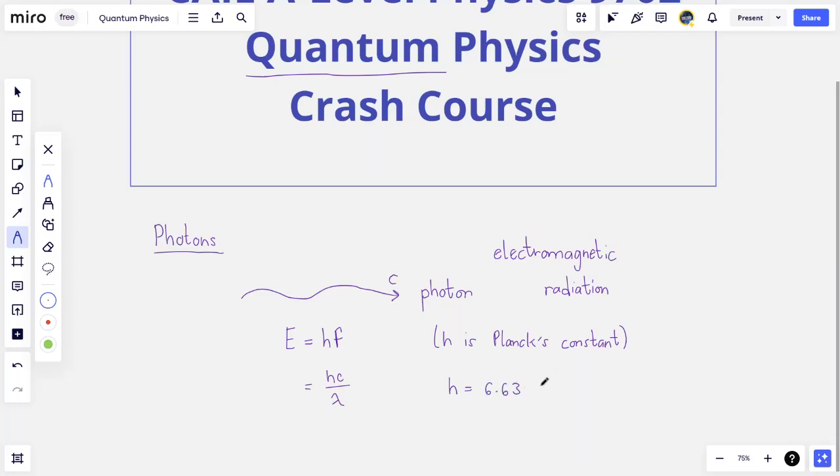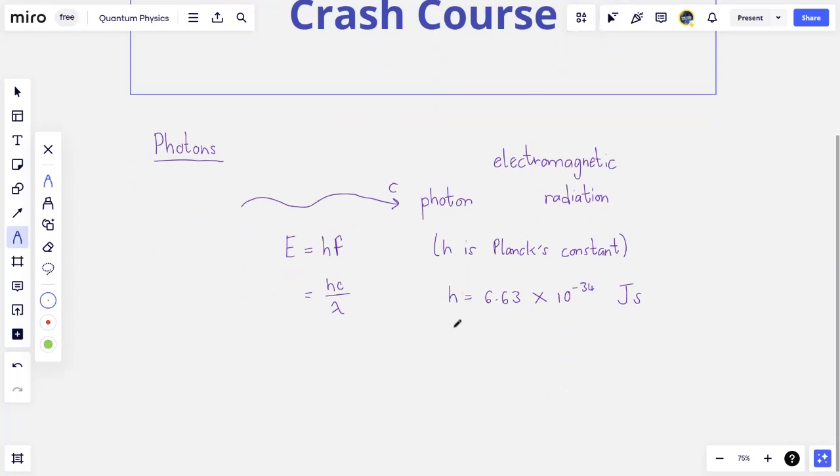And all of this falls into the past 150 years or so. This is why we call this modern physics. It's relatively modern on the scale of science. So h is 6.63 times 10 to the minus 34, and the units of measurement for this are the joule second. So Planck's constant is a tiny number, almost negligible.